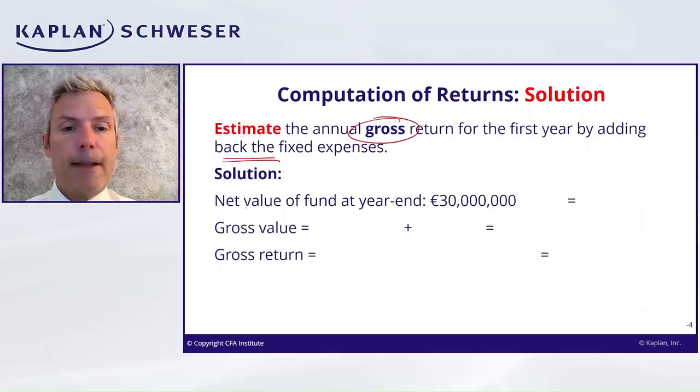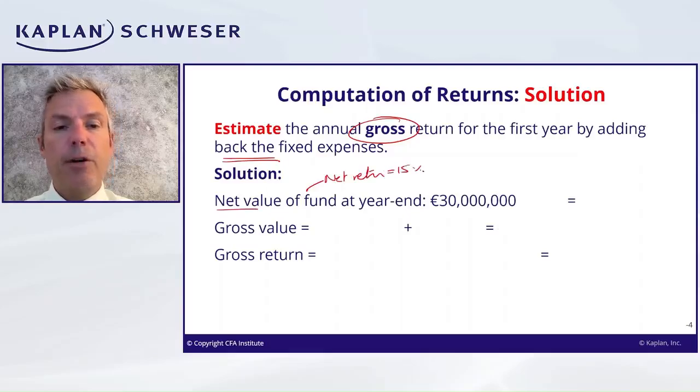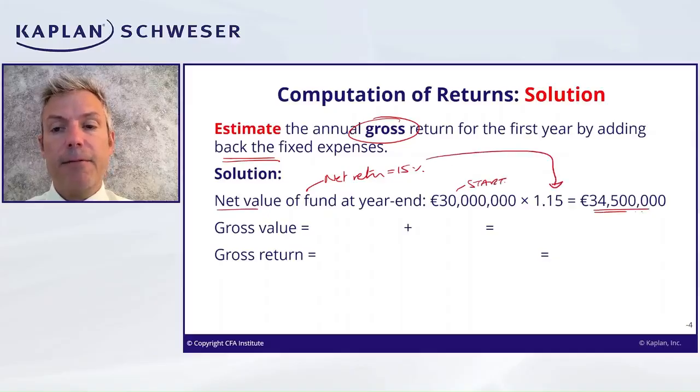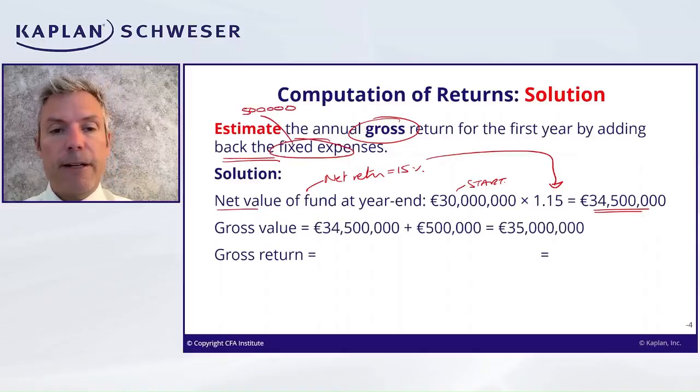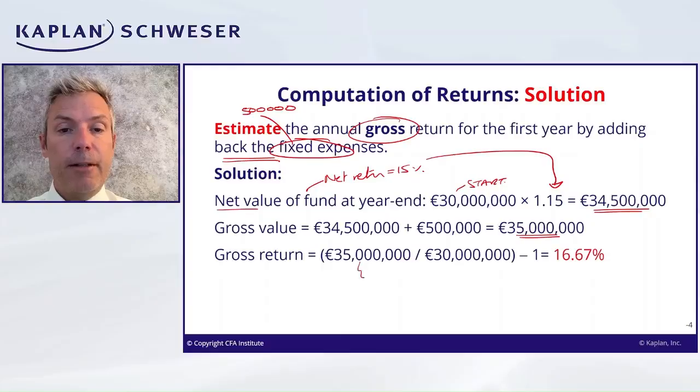So we know that the net return for the first year was 15%. So the net value is going to be 30 mil, what we started with, multiplied by 1.15 to grow it to a net value of 34.5 million. The gross value, before we took off the $500,000 of fixed expenses, must have been 35 million, and therefore the gross return is end value of 35 million divided by start value of 30 mil minus 1, which is 16.67%.